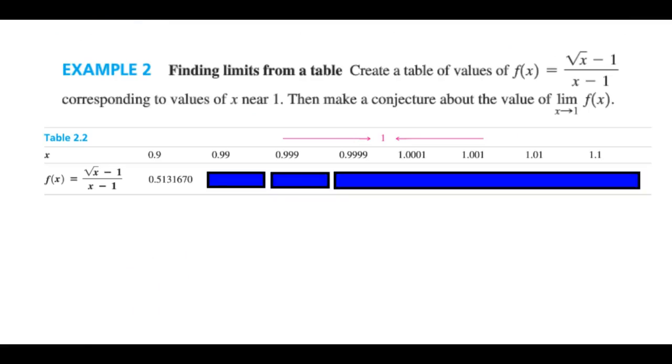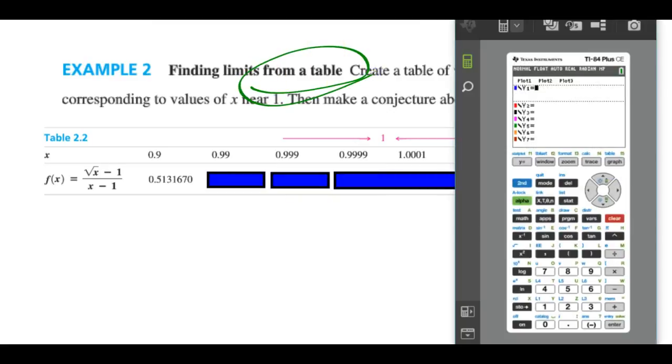On this next example, they're asking us to go back to our calculator and look at the left approach and the right approach from our table setup. So let me show you a trick for typing in a fraction. If you hit alpha y equals and then press enter, it'll give you a fraction so that you don't have to use parentheses to type in the square root of x minus 1 divided by x minus 1. A little bit easier to type in.